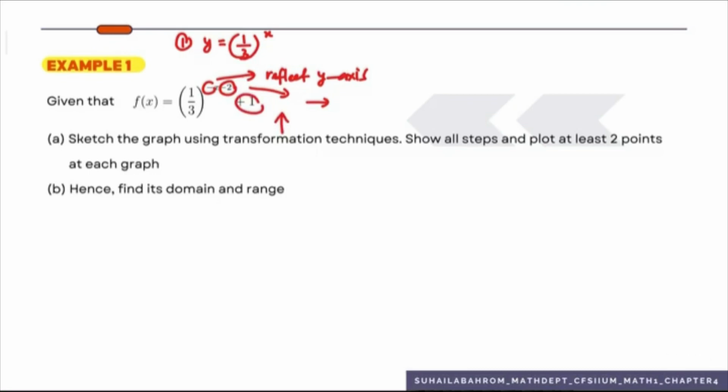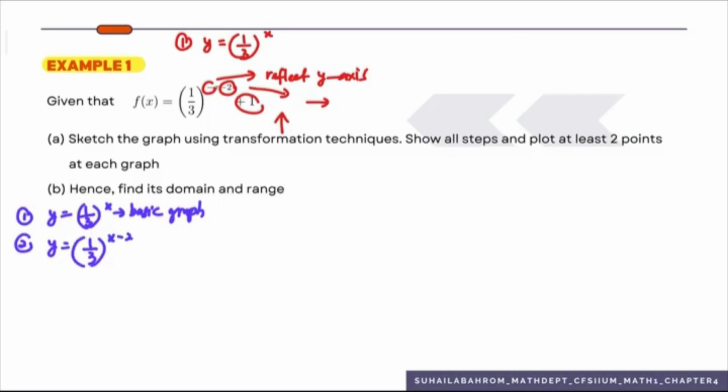So now let's write down properly here. The first one, we have to sketch the basic graph, which is the function y = (1/3)^x. So this is the basic graph. And then the next transformation technique, if there is any movement left or right or horizontal shifting, we have to write down that one first. So the next step, the function will become y = (1/3)^(x-2).